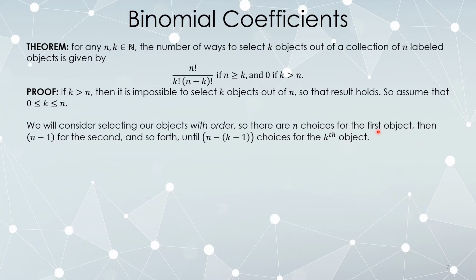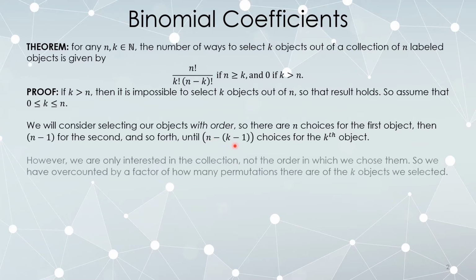Observe that the first object has n minus 0 choices. The second object has n minus 1. The third object would be n minus 2 different ways of choosing. The kth object is n minus k minus 1. So that would be the number of ways to choose objects with order.